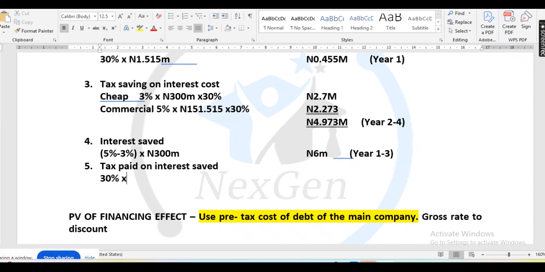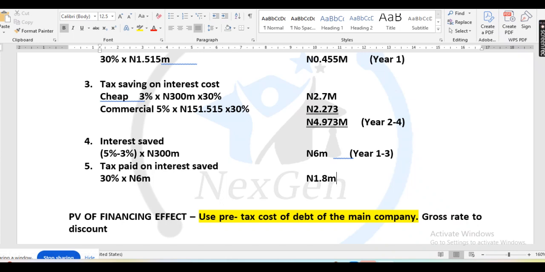What is the amount saved? The amount saved is 6 million, right? Class, you can see the amount saved is 6 million. So what do we have? Quickly. Figure. 1.8 million.